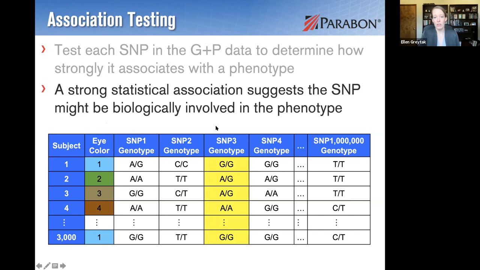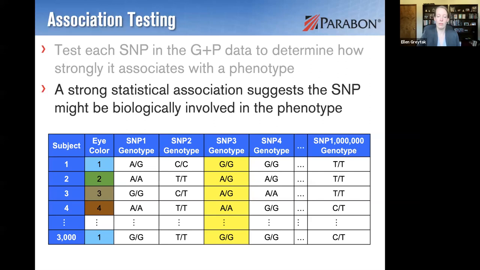This is just a very simplified example, but here at SNP 3, we see that the people who have a GG genotype have a blue eye color, and the people who have an AA genotype have a brown eye color. So if we were to see at a crime scene sample that this person has a GG genotype, then we could tell that detective, well, this person is more likely to have blue eyes.